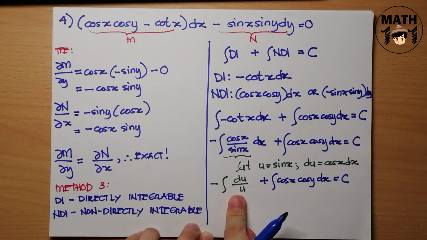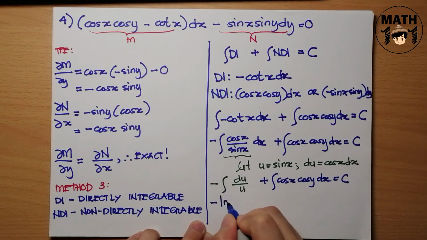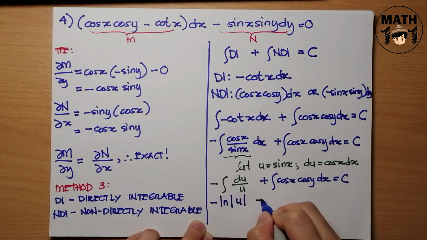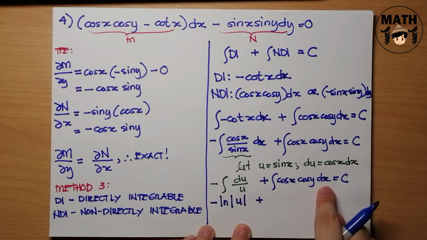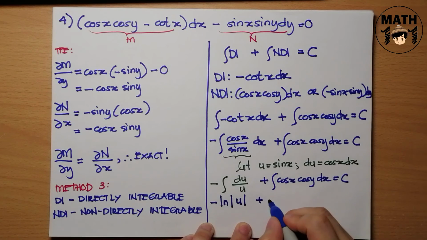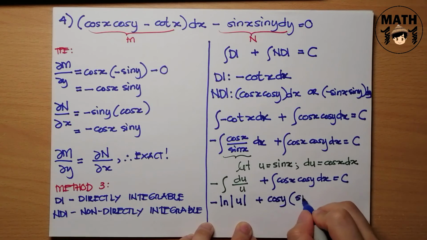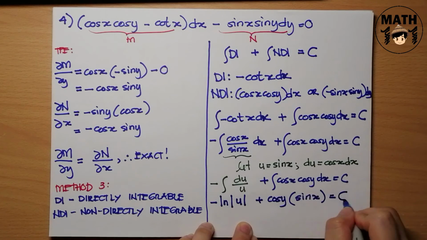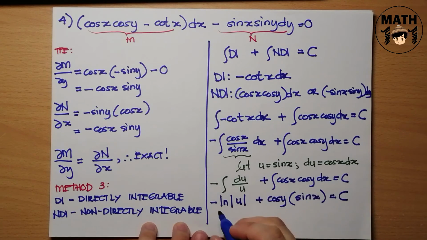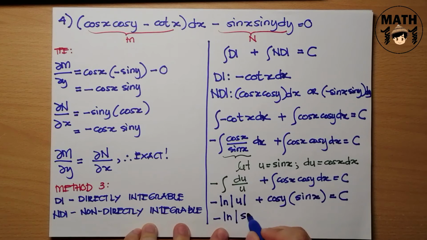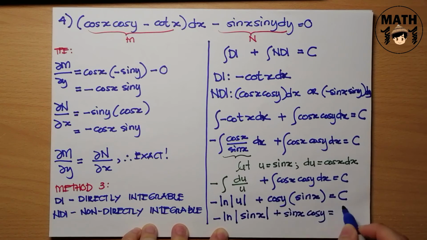Apply lang natin yung common integral ng ln. We have here negative ln of u plus, same way, dahil kay dx yung ating integration, si cosine y ay taken as constant. Then, ang integral ng cosine x dx ay sine of x. This is equal to c. Palitan lang natin si u ng sine x. And this is now the final answer or the general solution of our differential equation.